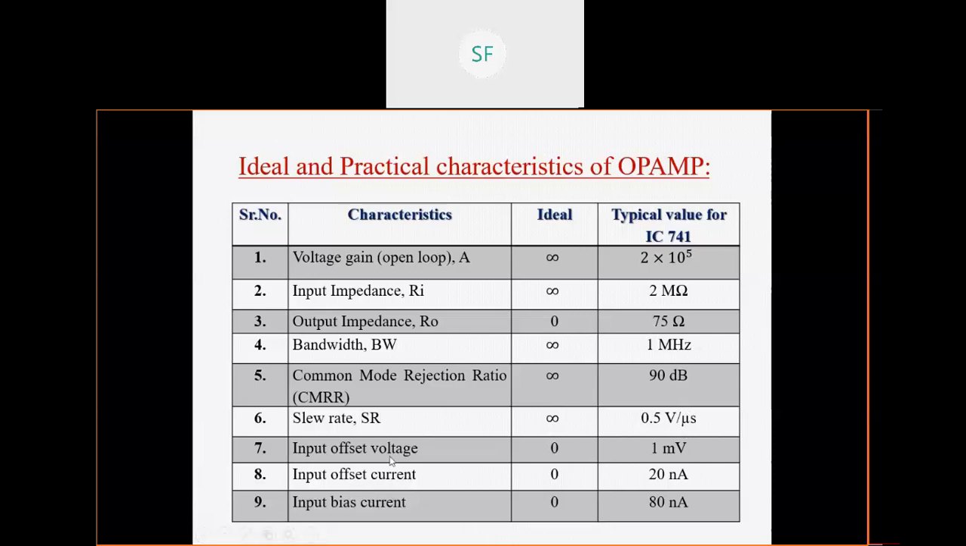Okay. Then input offset voltage, input offset current, input bias current, these all should ideally be 0, because we don't want any current or any voltage when your input voltages are 0, right? This is common sense, that all three should be as minimum as possible. So that's why the ideal value should be 0. And these are the different practical values. We have already seen that. This is a very important table.